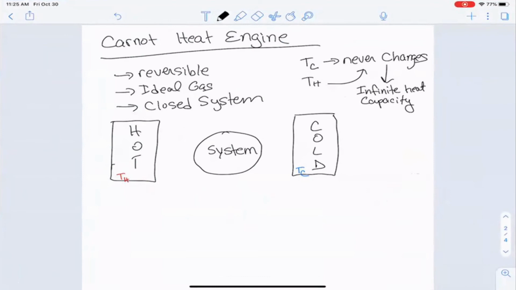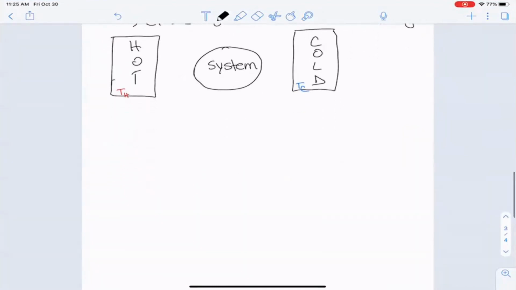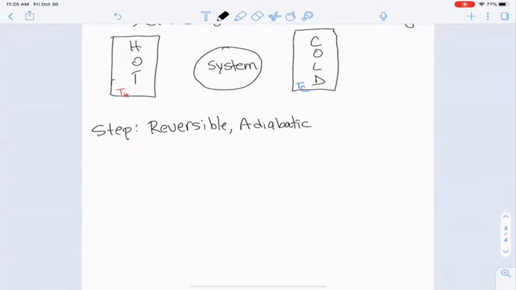All right, step one in the Carnot cycle actually looks exactly like this picture that we've drawn. So step one is a reversible adiabatic compression from T cold to T hot. So step one is a reversible adiabatic compression, okay?